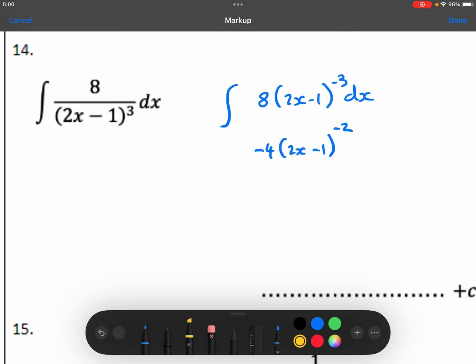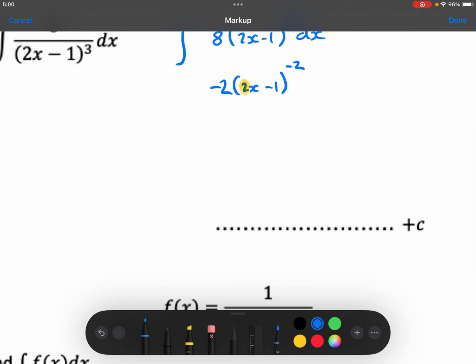But we also need to divide by 2 because of the reverse chain rule, because of the 2x on the inside there. So divide by 2, and we get minus 4 divided by 2 is minus 2. And so that is my answer. I've got minus 2 lots of 2x minus 1 to the power of minus 2.